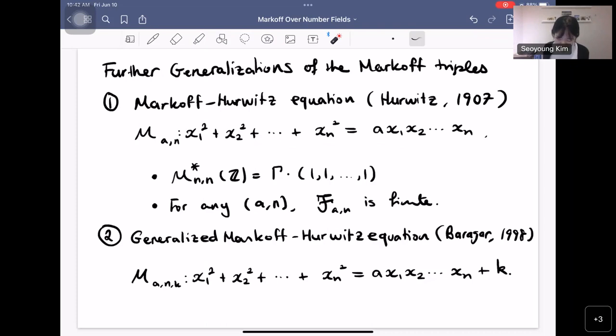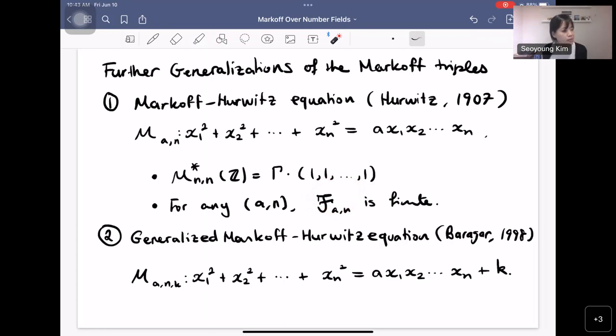Another generalization is the following generalized Markov-Hurwitz equation, which was defined by Baragar in 1998, which introduces not only the n variables but at the same time this extra constant k. Baragar defined this in order to extend Zagier's proof on the growth of the Markov numbers. In his paper he proved a similar growth result, recovering a quite natural generalization of Zagier's result, but at the same time studied further the behavior of these fundamental sets in order to generate the integral solutions.